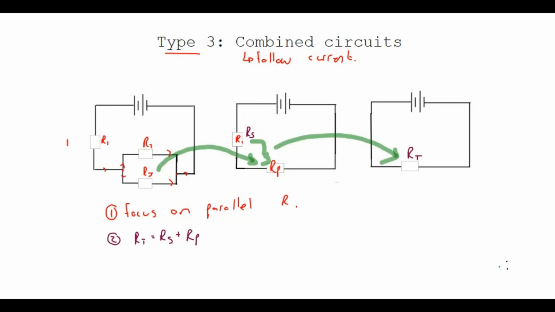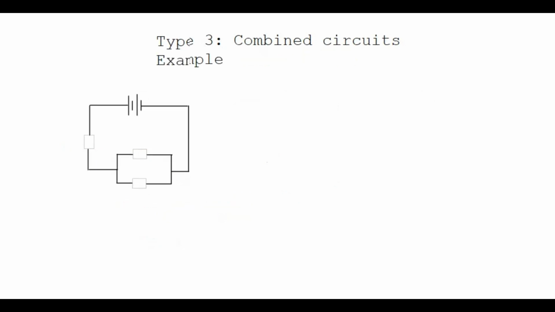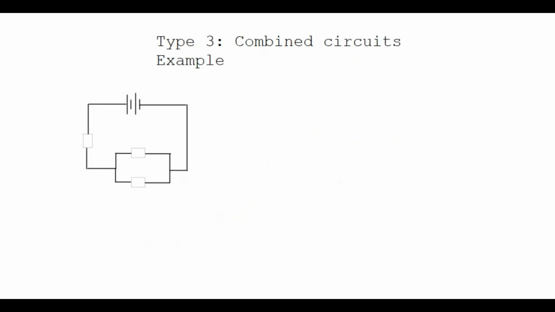Alright, let's take a look at numbers. So let's say they said find the effective resistance of, and they provided a combined circuit again. And this combined circuit had the values of 3 ohms, 2 ohms, and 3 ohms. Alright, so again, what did I say? Step 1, focus on the parallel resistors. So we have our formula 1 over Rp equals 1 over R2 plus 1 over R3.